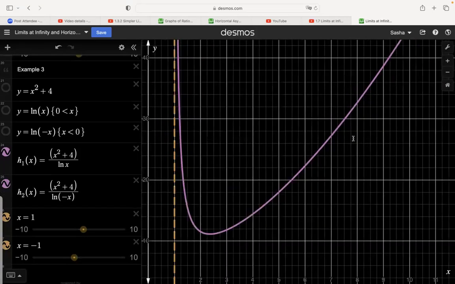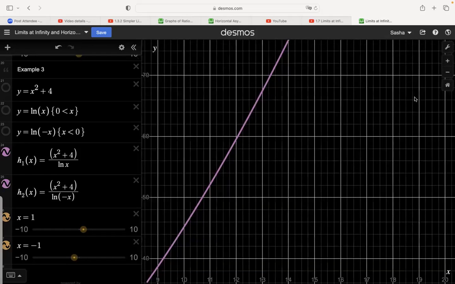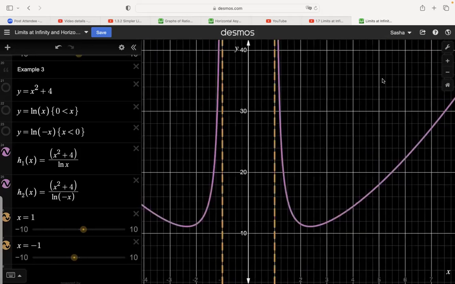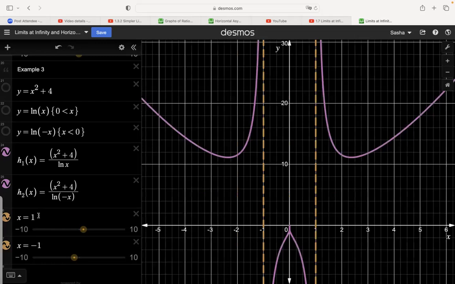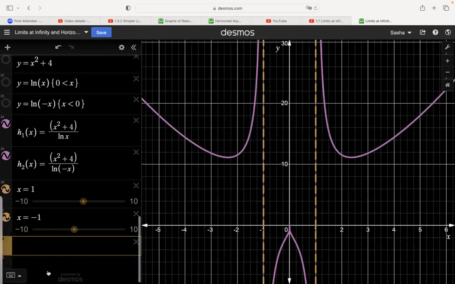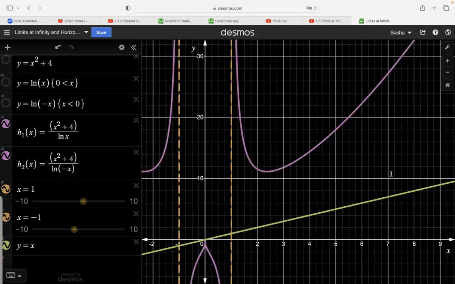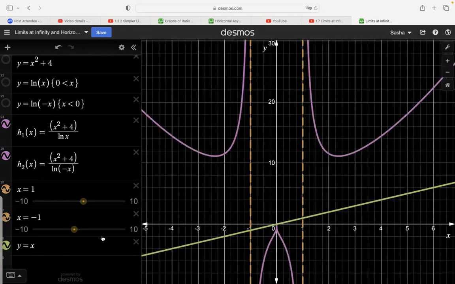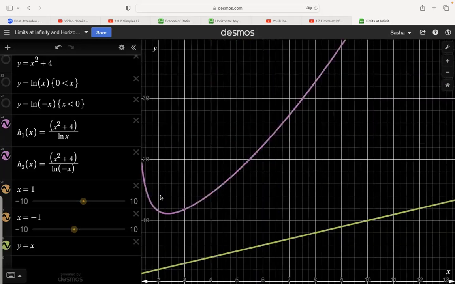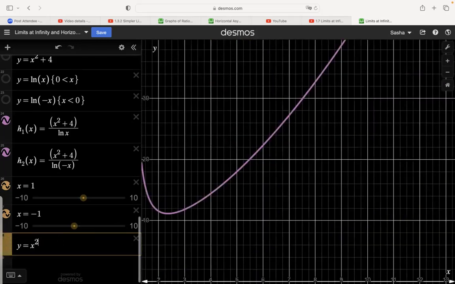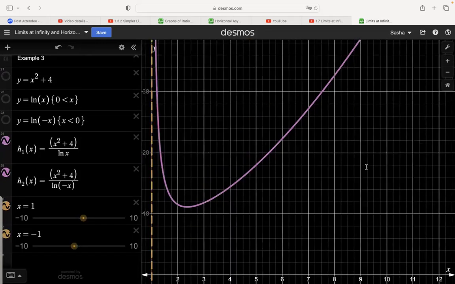Now, it looks like there might be a slant asymptote, but I'm not sure. I'm curious about how y equals x looks compared to this. Doesn't look like that. y equals x squared. It doesn't look like that either. I guess it doesn't have a slant asymptote.